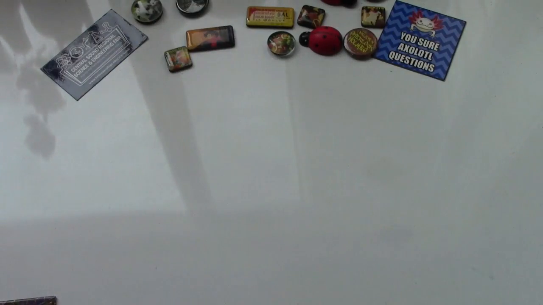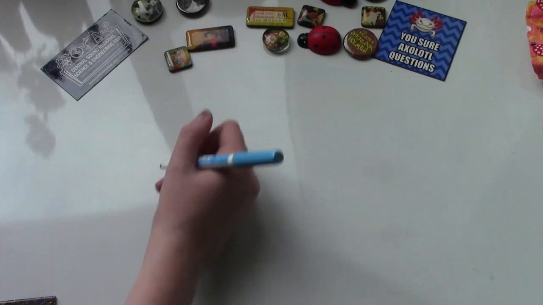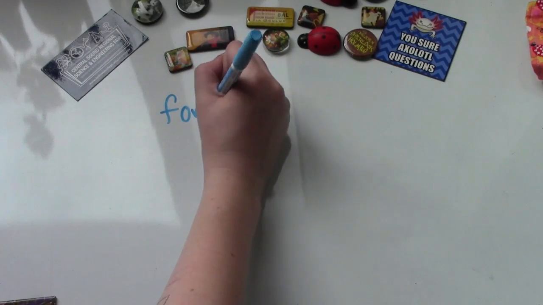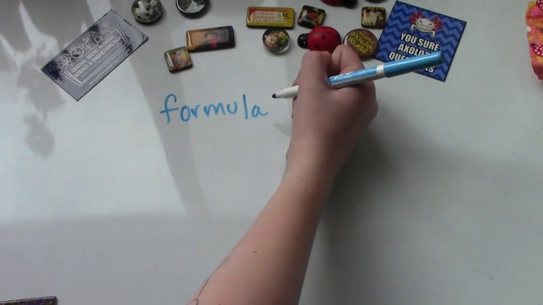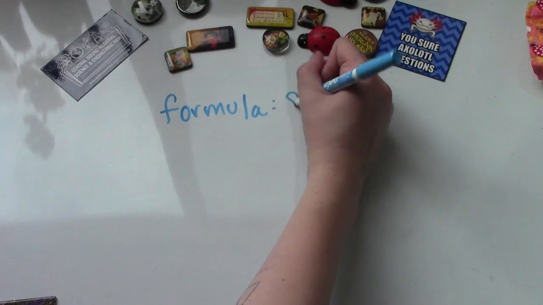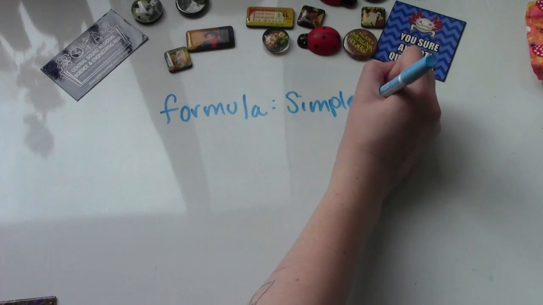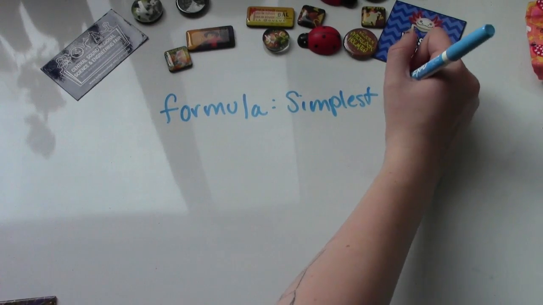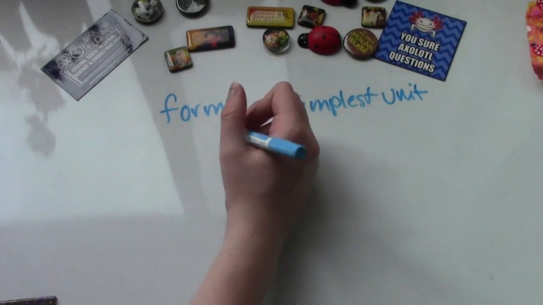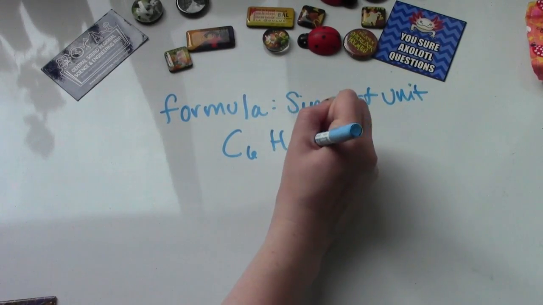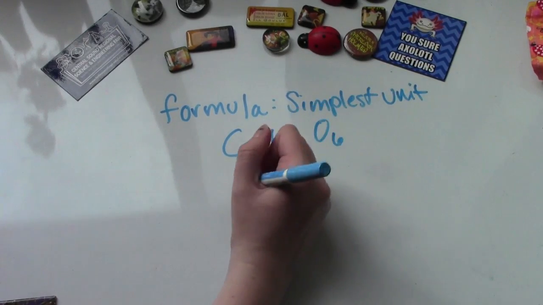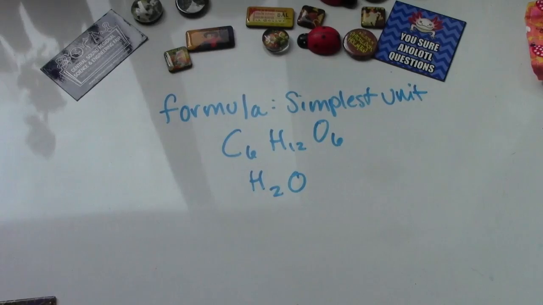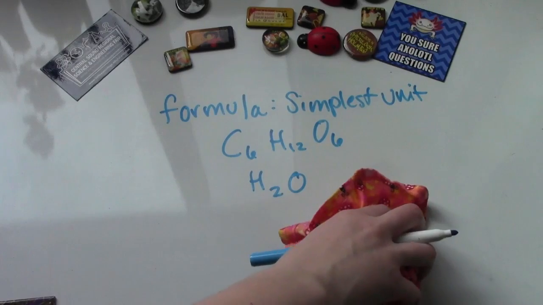Alrighty, so that's our definition, and that gets us going. So we look at compounds in the form of a formula, which lists elements in their simplest representation, or their simplest unit. So any sort of formula, C6H12O6, H2O, simplest unit, everything's down to the basic ratio.